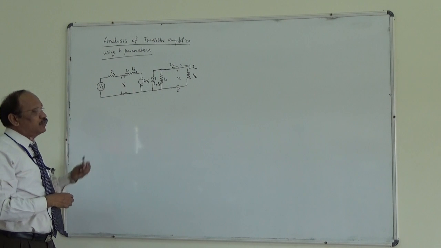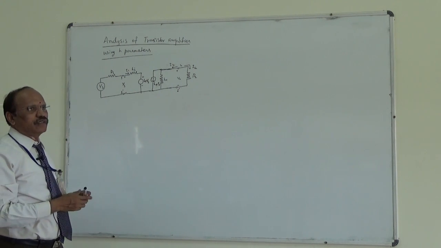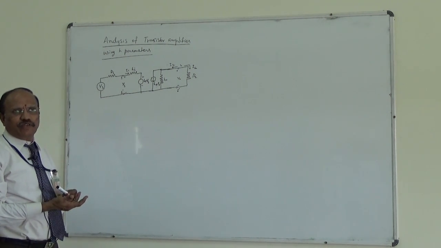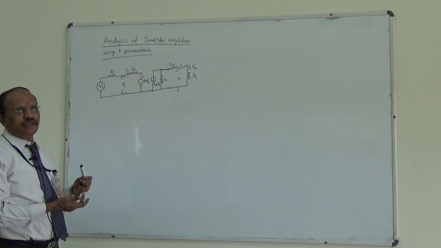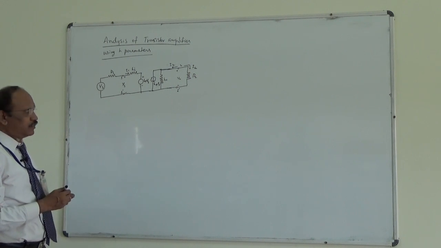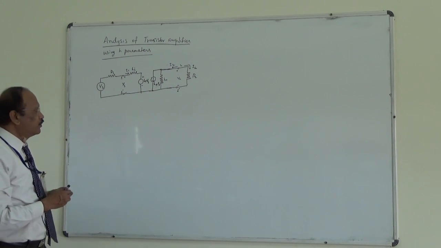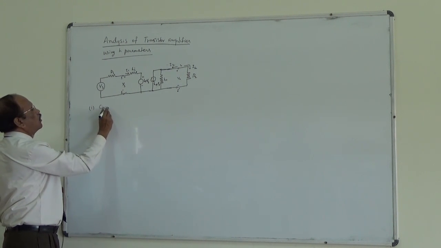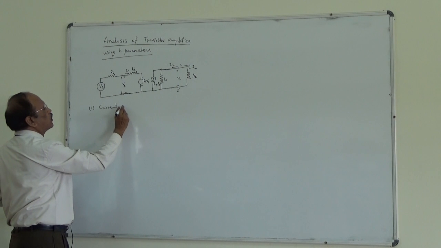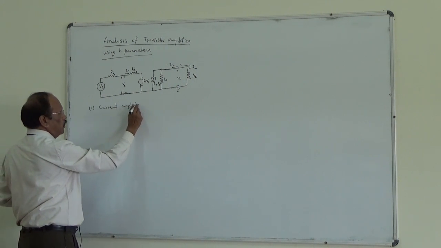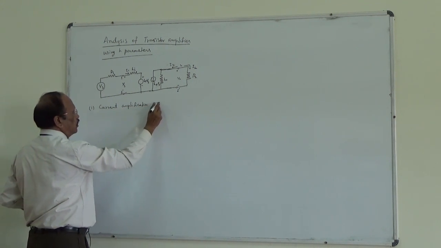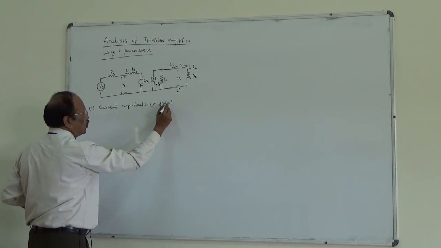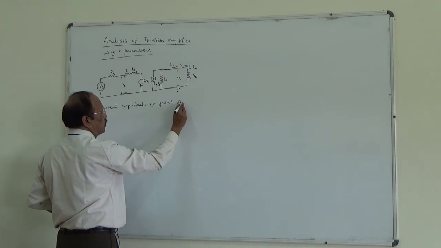So now we have to analyze this amplifier by determining the 4 parameters: the current amplification or current gain, voltage gain, input impedance and output conductance. So let us derive one by one. So first let us take the current amplification or gain. The symbol we can use for this is AI.